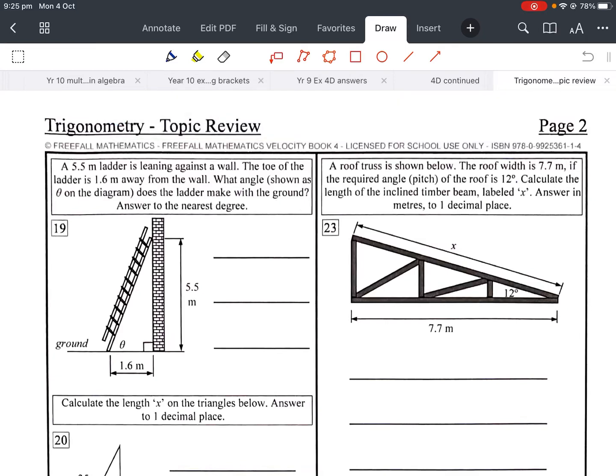Okay, Year 10, here is the topic review, page 2. So now we're getting into the nitty-gritty. Expect your exam to look a little bit more like this. All right, so let's have a look.